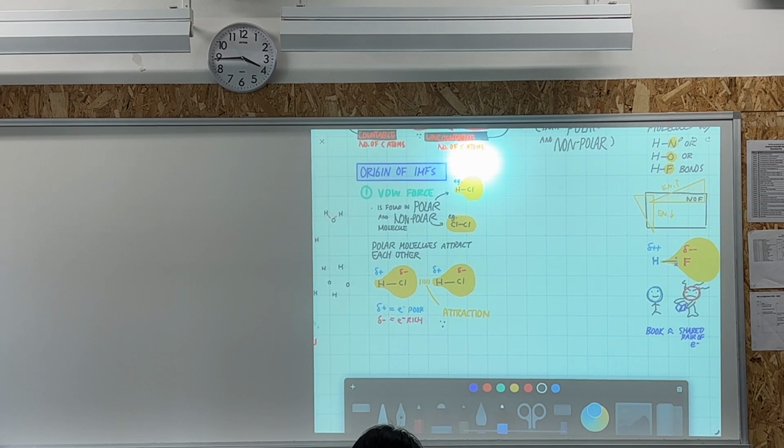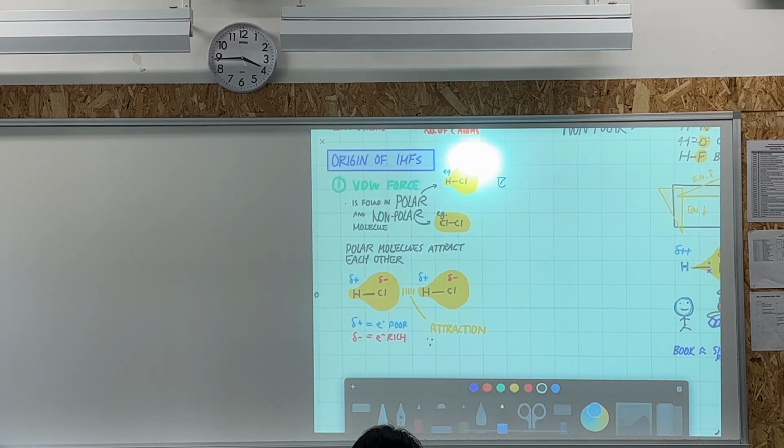Even non-polar molecules attract each other. But why is that? You see, non-polar molecules do not have a particular part of the molecule with more electrons, right? Just look at this molecule. Does it have one atom with more electrons than the other? No, right? Both atoms have just about the same amount of electrons.